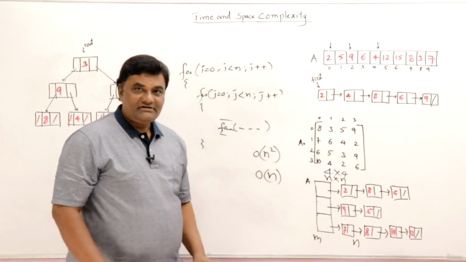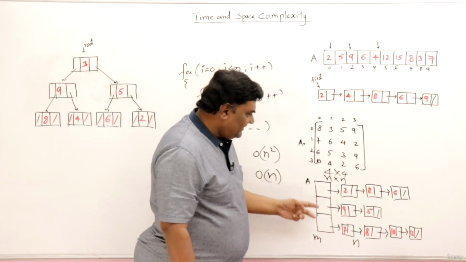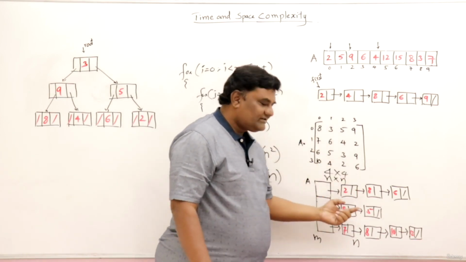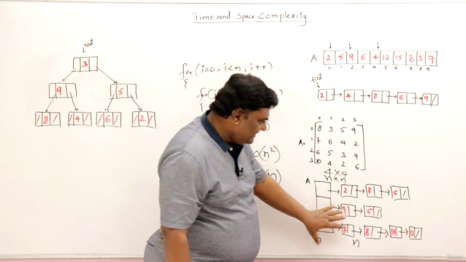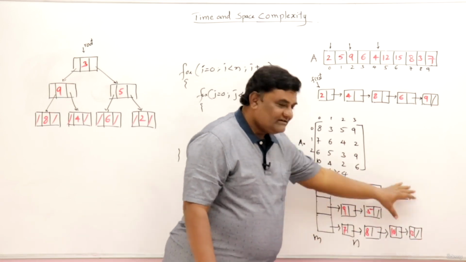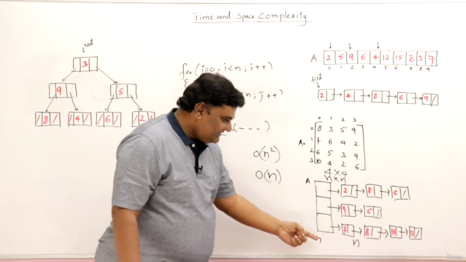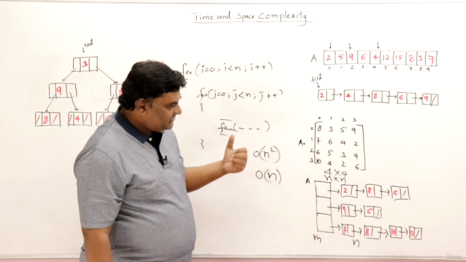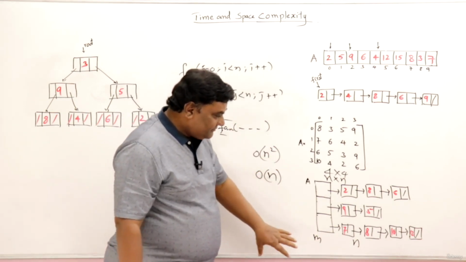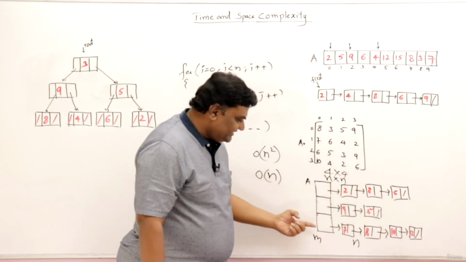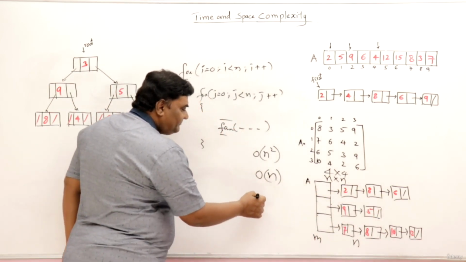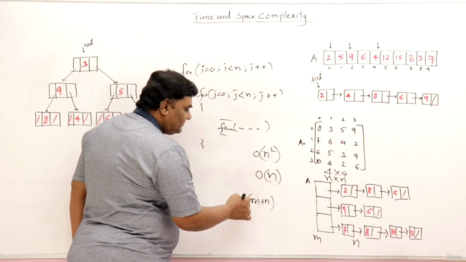Then coming to this structure. This looks like an array of linked lists, right? So total how many elements are there? Let us say n elements are there. You can see that these are of different sizes, and here is an array of size m. So how much processing do you require? We have to process all these n elements as well as this array, so we can say m plus n processing is required.